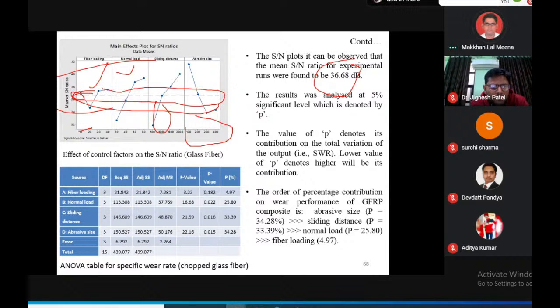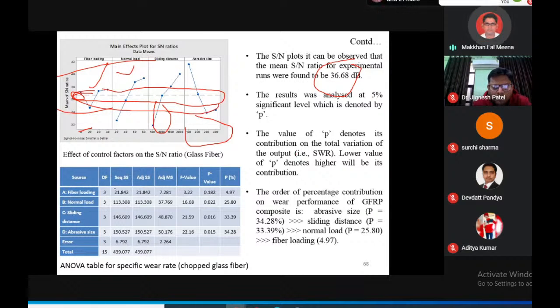36.68 is the decibel for the experimental runs. Then the final result is this. The result was analyzed at the 5% significance level, which is denoted by P. We know that the value of P denotes its contribution to the total variation of the output. It means lower value of P denotes higher contribution, and we can see this in this table.